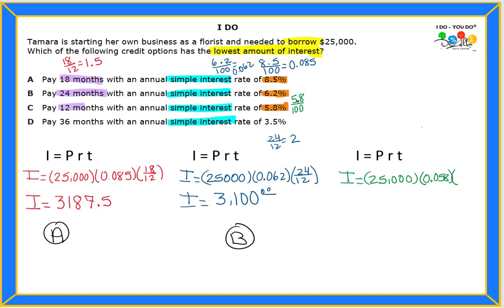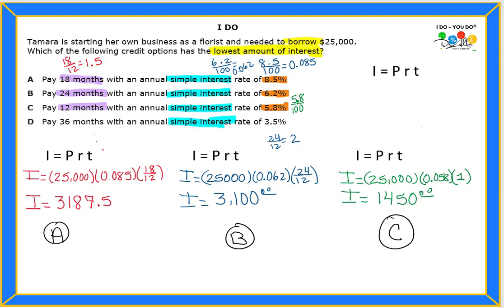Okay, it's still in months. So this one says 12 months. What do you guys know about 12 months? Well, 12 months is equal to 1 year, right? So you can write down 12 over 12, or you can just write down a 1. And what do you get? Go ahead and put them in the calculator, guys, and let me know what you get for letter C. So we have I equals $1,450, which right now is the lowest one so far. But we don't know yet until we finish letter D. Very good. So let's go ahead and work on that one.